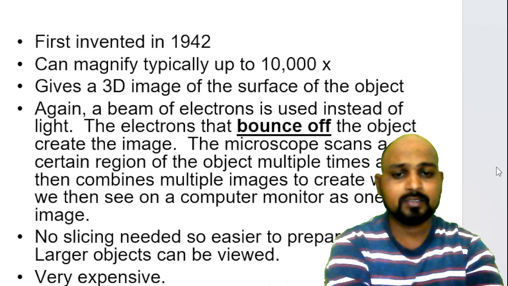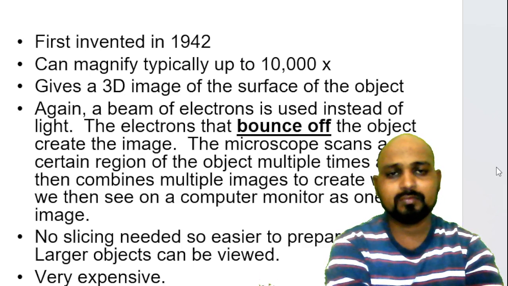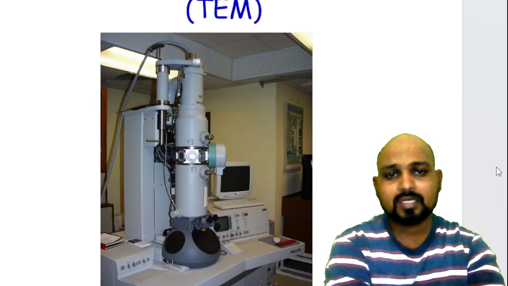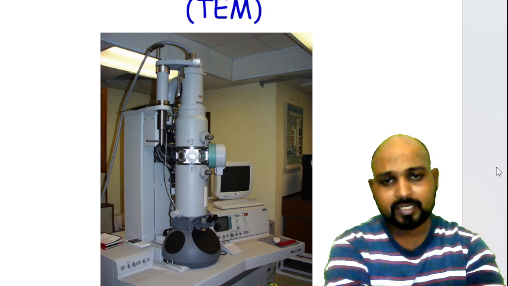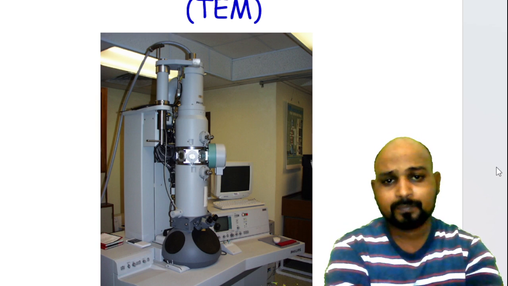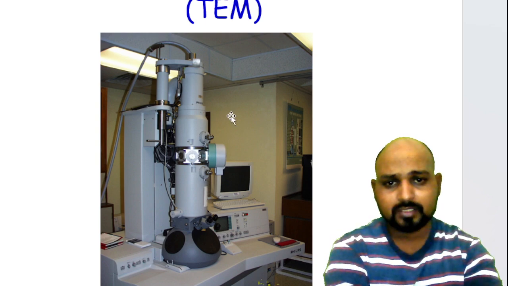No slicing is needed, so samples are easier to prepare. Larger objects can be viewed, but there is a drawback: it is very expensive, obviously. There is another electron microscope that is much more expensive than a scanning electron microscope, known as the transmission electron microscope. This microscope can be seen here in the image.